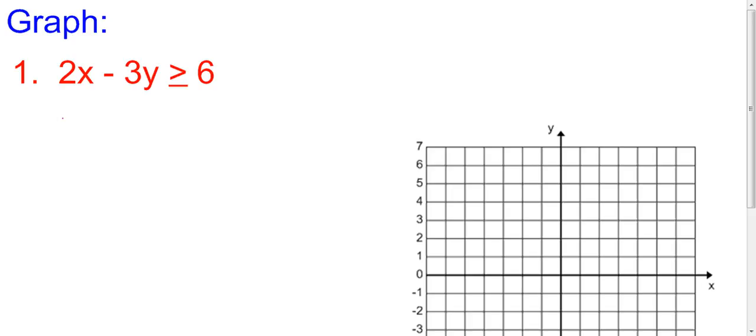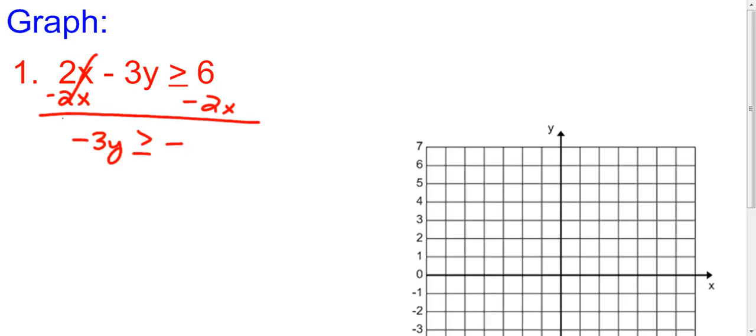Okay? So to do that, we are going to subtract 2x. We're going to treat this exactly like it was an equal sign. The only exception is when you have inequality symbols in there, when you multiply or divide by a negative, you have to switch the direction of the inequality. Right now we're subtracting, so we don't need to worry about that. So I will cross those off, and I will have negative 3y is greater than or equal to negative 2x plus 6. Did not need to switch it because I was subtracting.